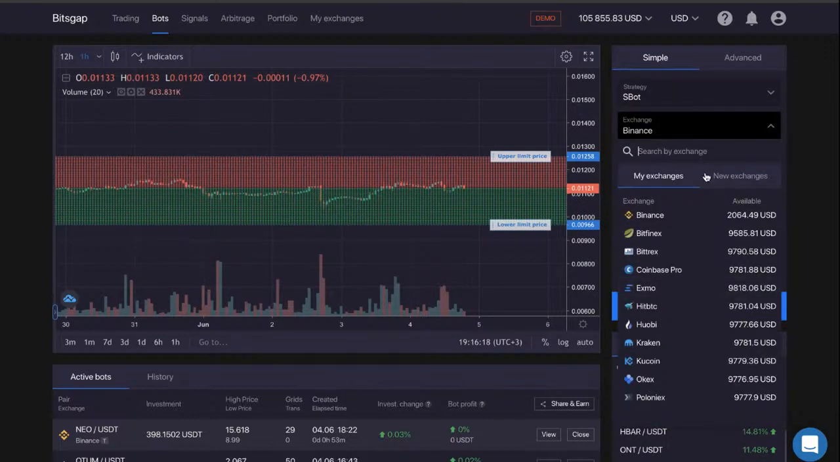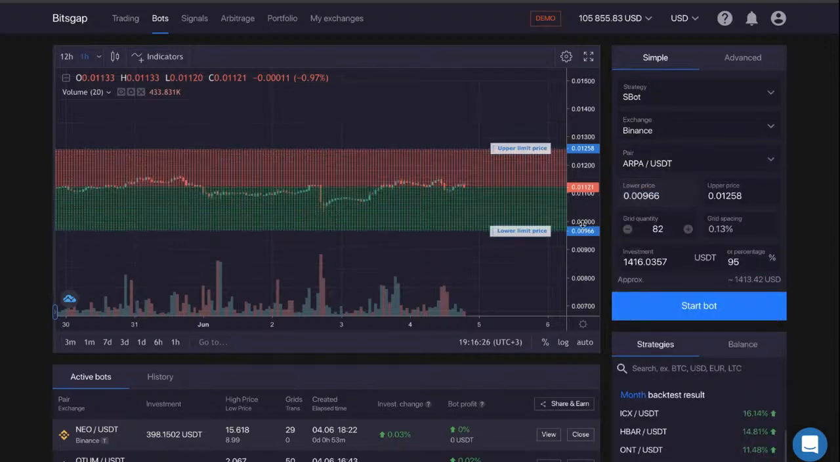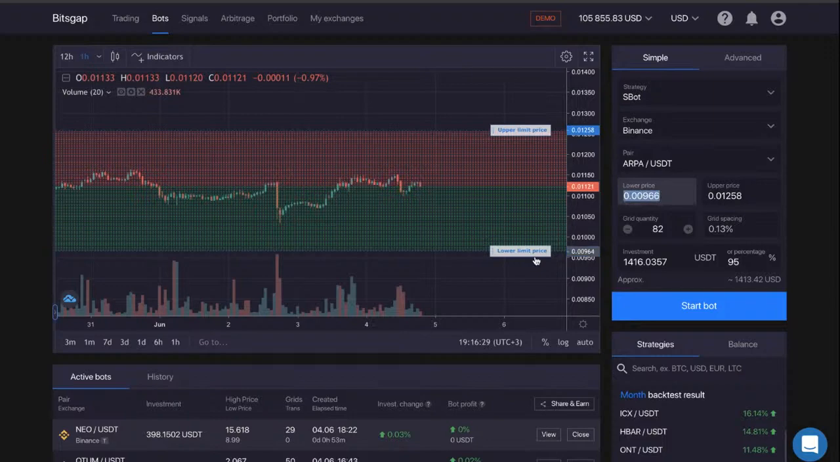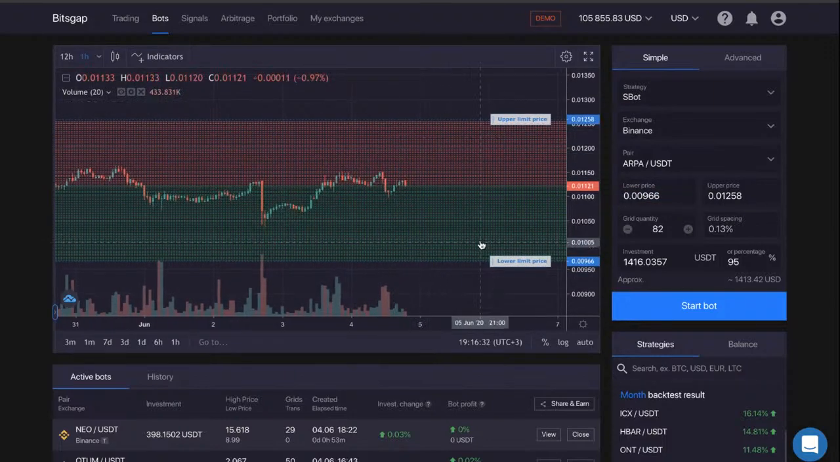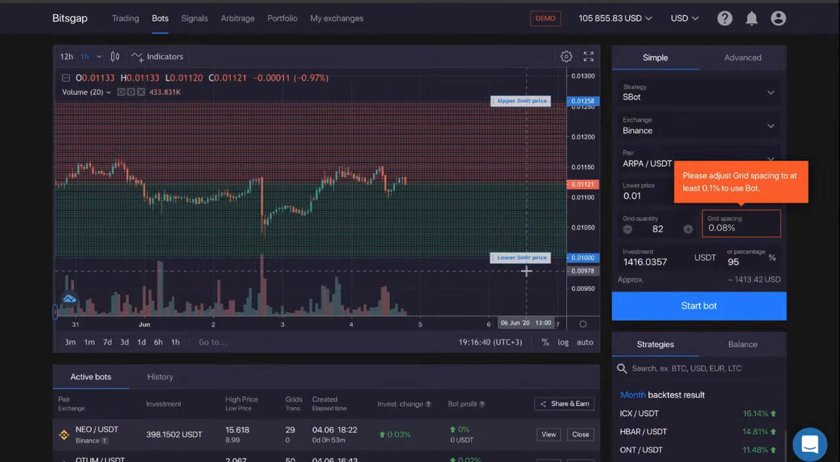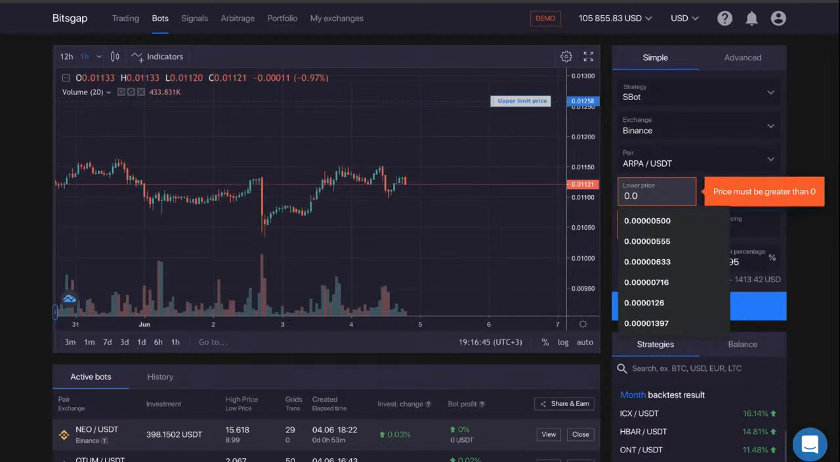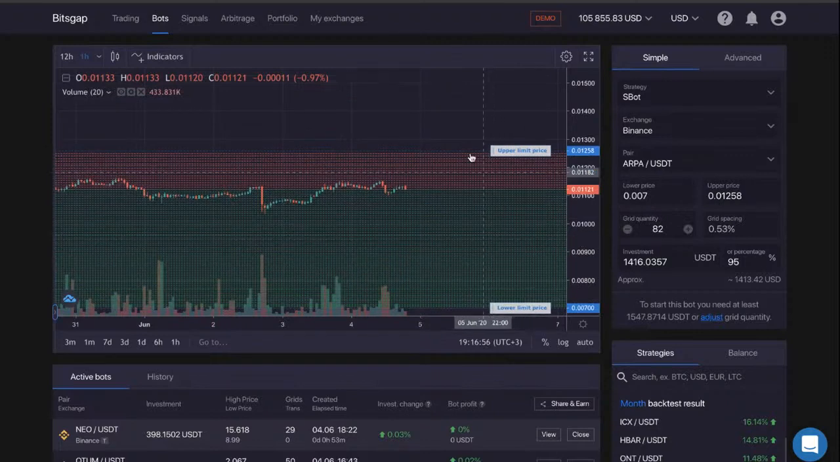And here you can choose the exchange. In this case, you can choose the cryptocurrency pair. You can type in, and you can manually set the lower price, which is the bottom of the trading range, like this. You see, it automatically is adjusted on the chart. So if I type, let's say 7, no, actually, this is what's going to happen.